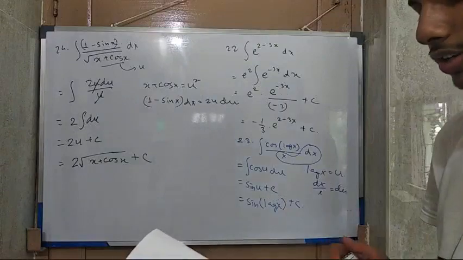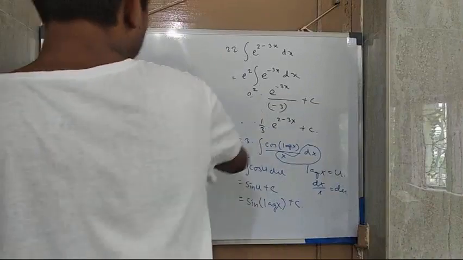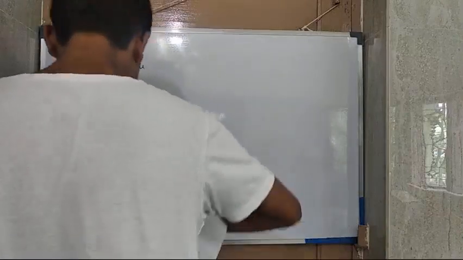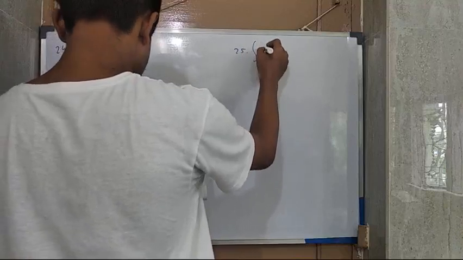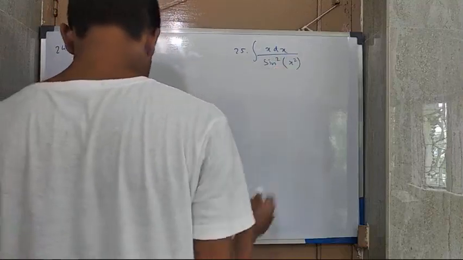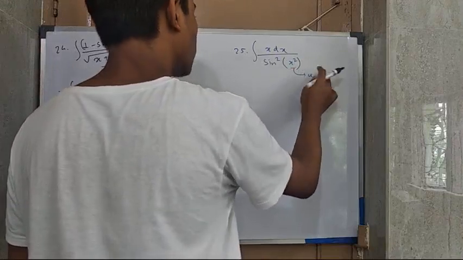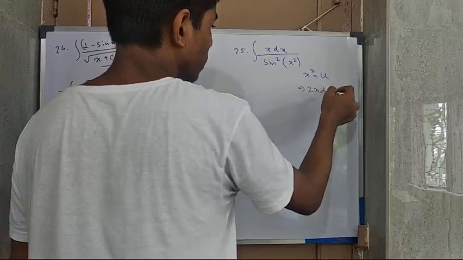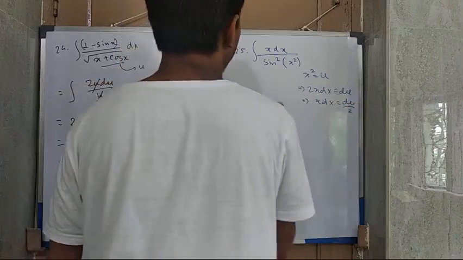Now let's proceed to the 25th integral. The 25th integral is the integral of x dx by sine squared x squared. For this integral, just put x squared as u. So x squared is equal to u. So this becomes 2x dx as du. So x dx becomes du by 2.